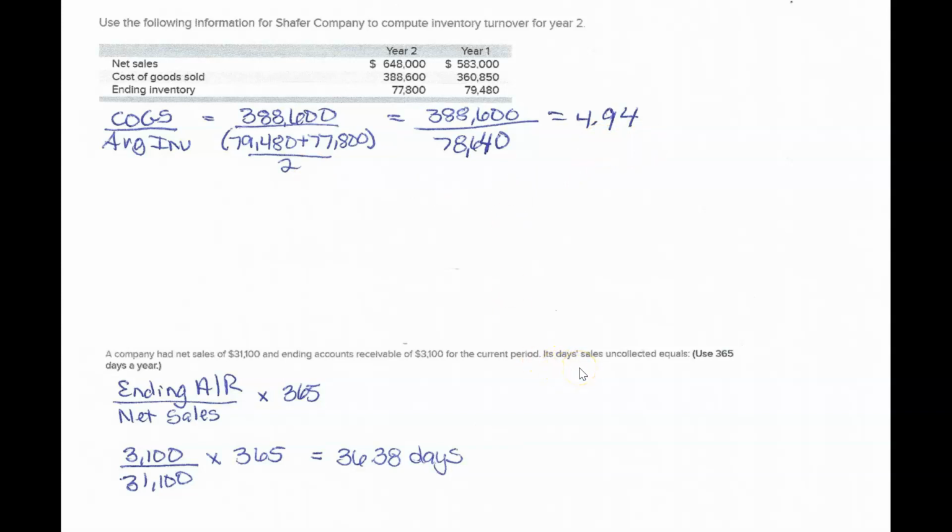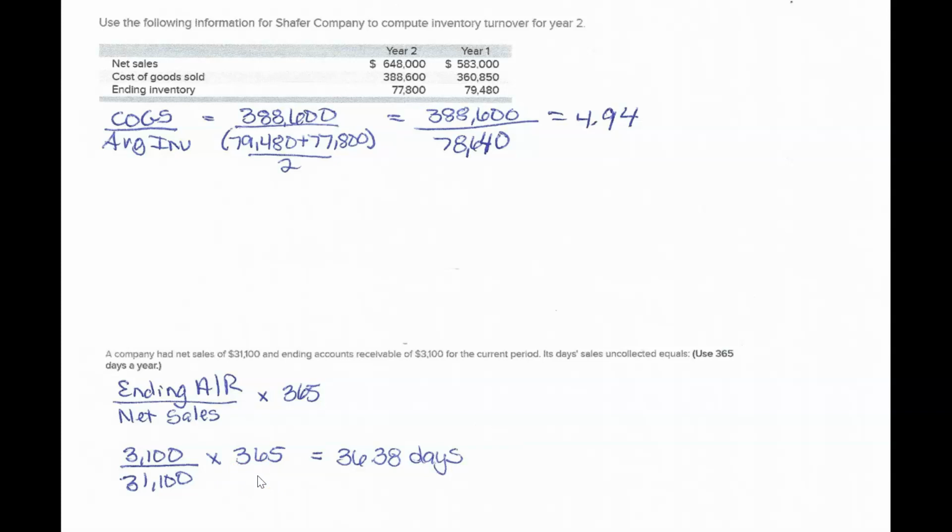Let's also calculate the days sales uncollected. And that is ending accounts receivable divided by net sales times 365. Ending accounts receivable, it says, is 3,100. And then net sales was 31,100. Divide that and then multiply by 365. You get 36.38 days.